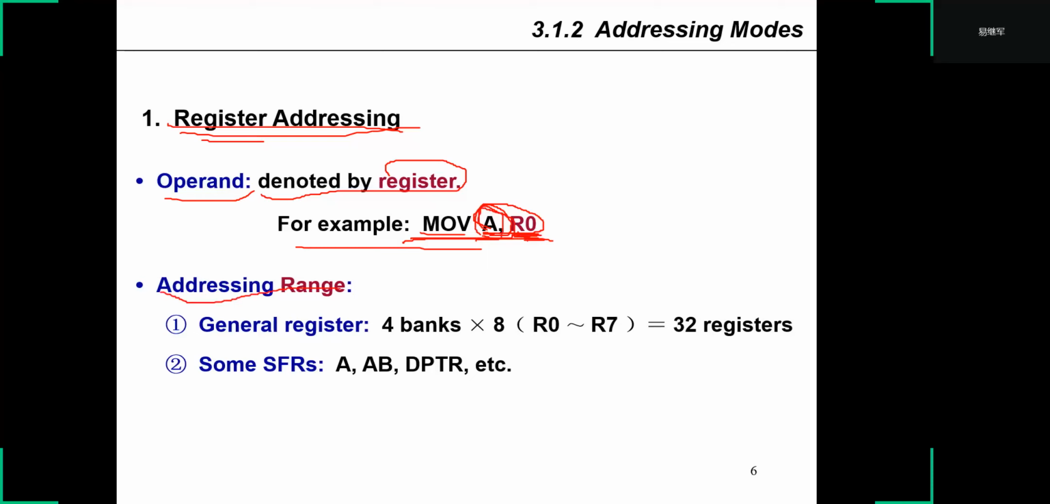Addressing range. Generally, the general registers are four banks. For the four banks of registers, R0 to R7, we can use register addressing. Some special function registers such as A, B, DPTR, etc. are also used. These are operands, right? A, B, DPTR, yeah, these are special function registers.